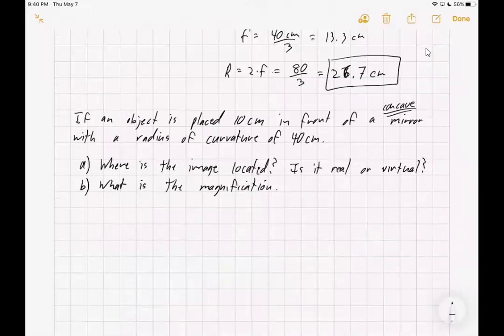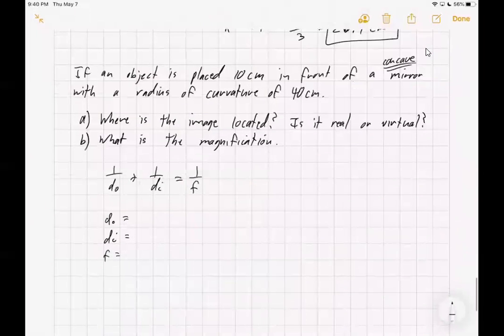So we want to start out with the mirror equation, and fill in what DO, DI, and F are, if we know what they are. DO, we're 10 centimeters from the mirror. We don't know what DI is. That's what we're trying to find, the image location. And the focal length is 40 centimeters over 2, which is 20 centimeters. The key is that's bigger than 10. So we're looking at an object that is inside of the focal point.